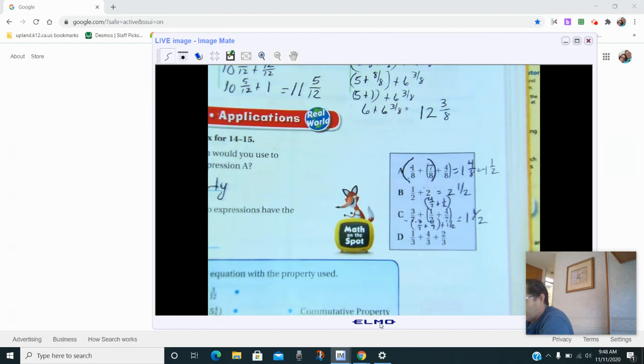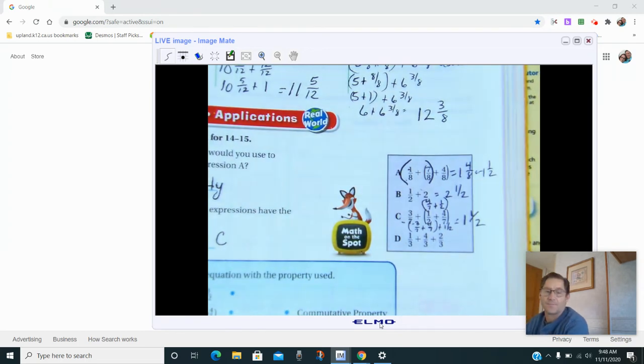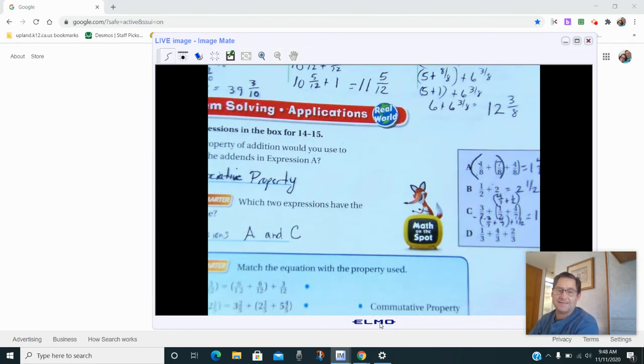So expressions A and C. Expressions A and C.